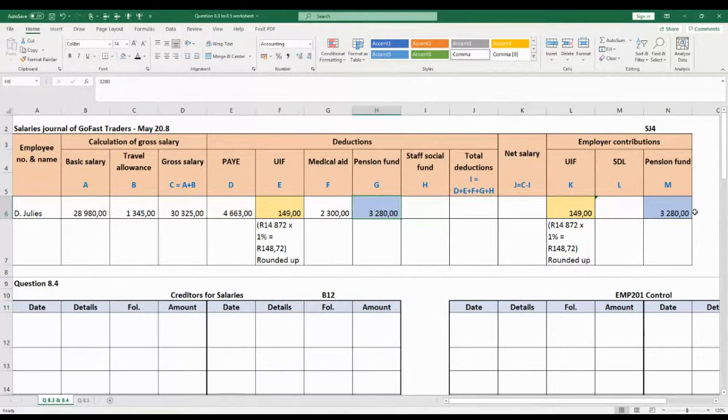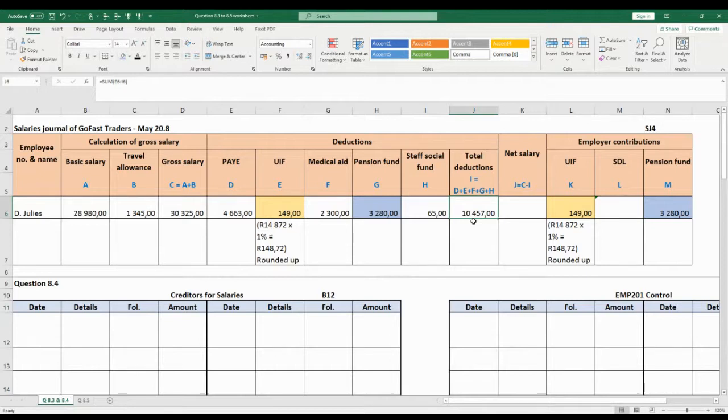Okay, let's see what other information they gave us. They also say that Damien pays 65 Rand per month for his staff social fund. So you'll see there's a staff social fund, and the 65 Rand we import there. Now to get to the total deductions, we add our pay-as-you-earn, UIF, medical aid, pension fund, and staff social fund. All of those amounts that we've paid over, we add together to get to our total deductions of 10,457 Rand.